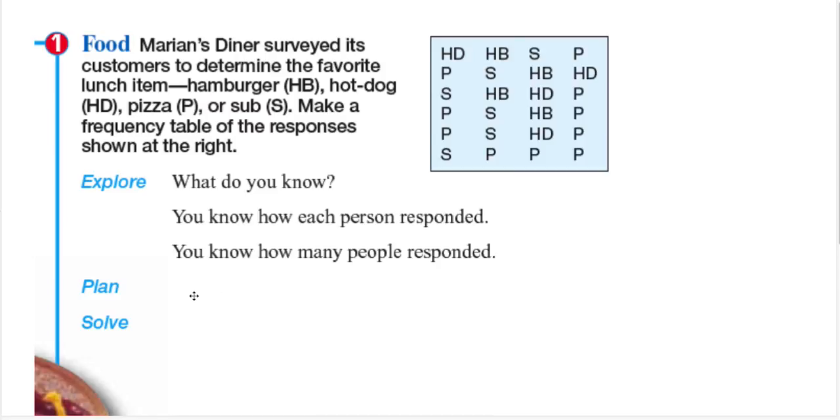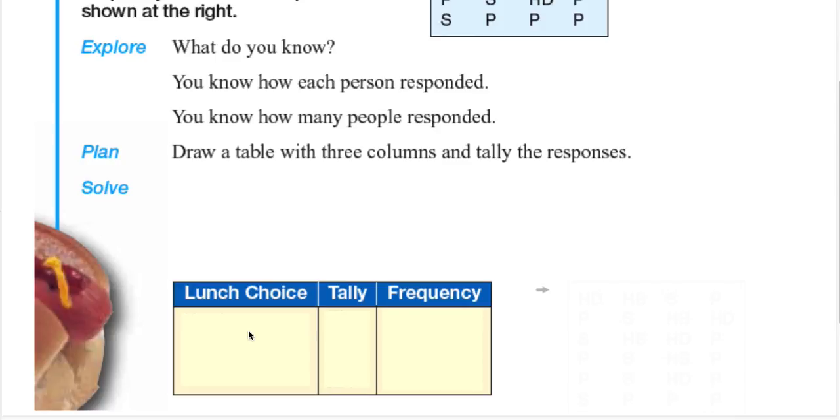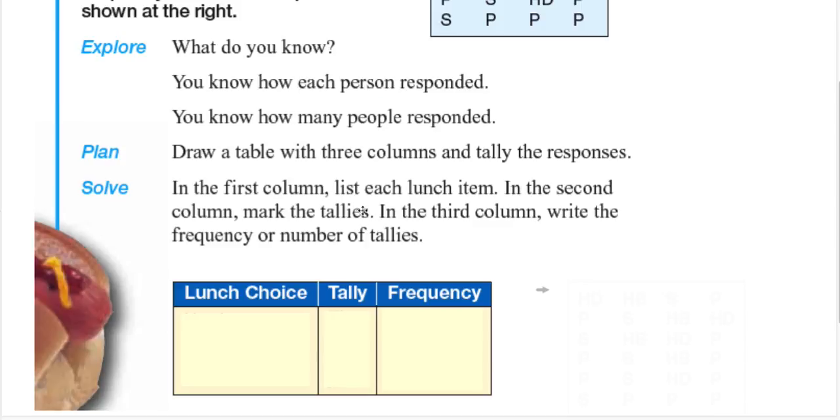So what we want to do in planning this is create a table with 3 columns and a tally of responses. And how do we do this? By simply doing this. In the first column, list each lunch item. In the second column, mark the tallies. And in the third column, write the frequency or number of tallies. So the hamburger choice, hot dog choice, pizza, and sub are written under the lunch choice column.